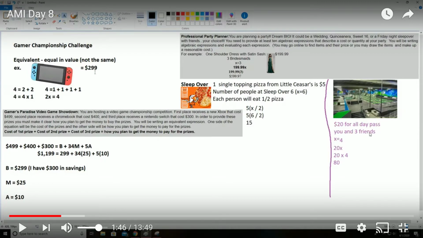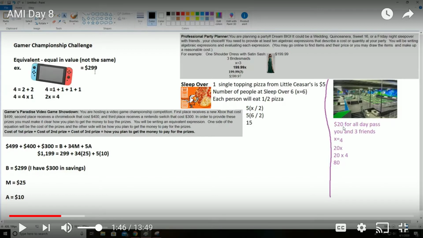And then when we look at the trampoline park, I'm just guessing that an all-day pass costs about $20. And so we're assigning the variable on this problem for how many people are going. We said you and 3 friends are going to be going to the trampoline park.